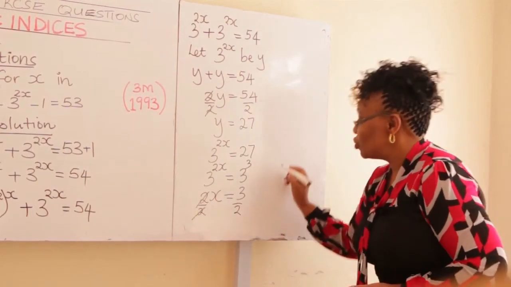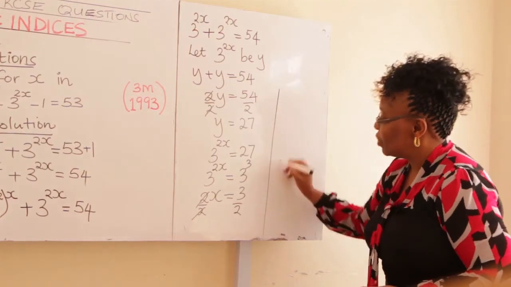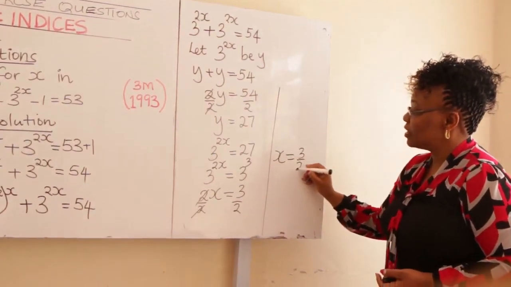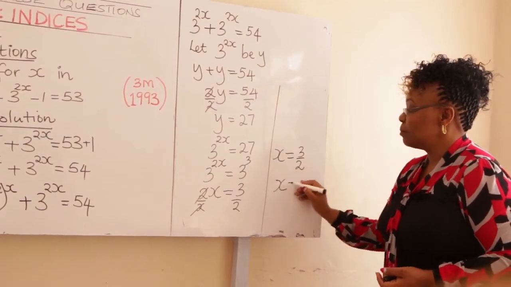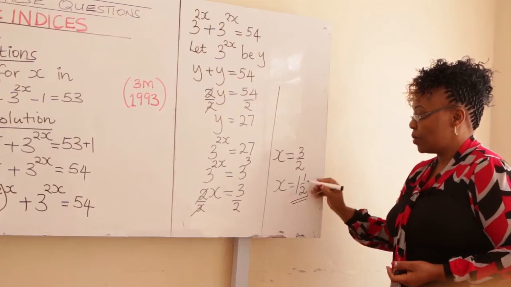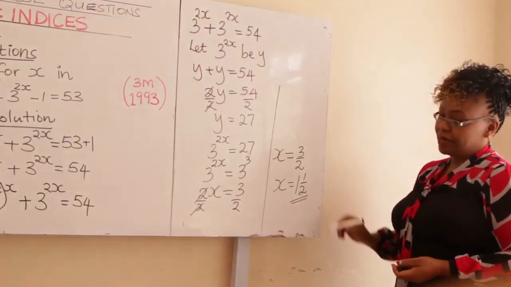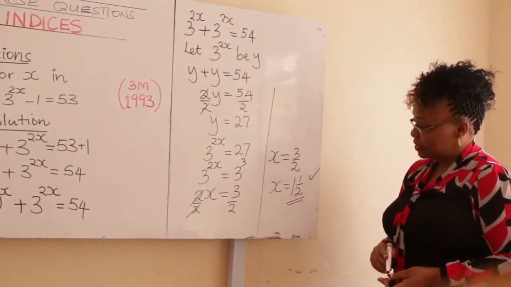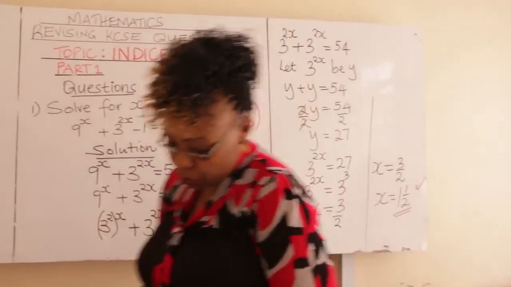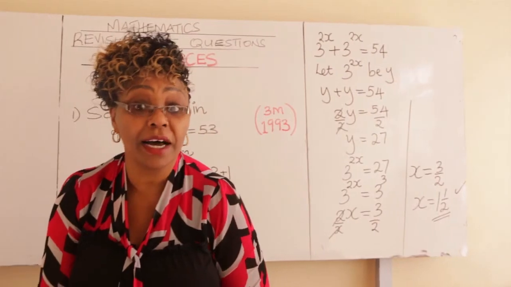And therefore, your x is equals to 3 over 2, which is the same as 1 whole and a half. Yes, and that is that. We go to question number 2.